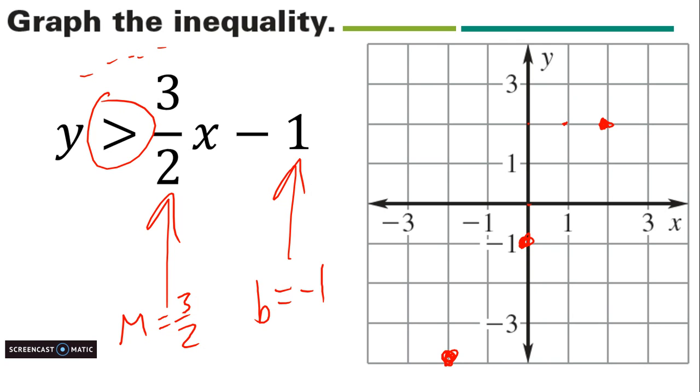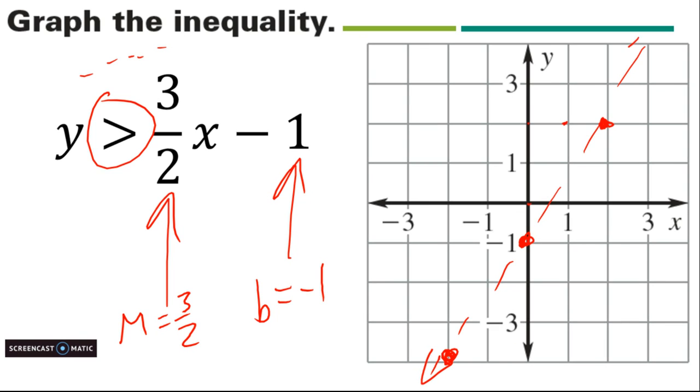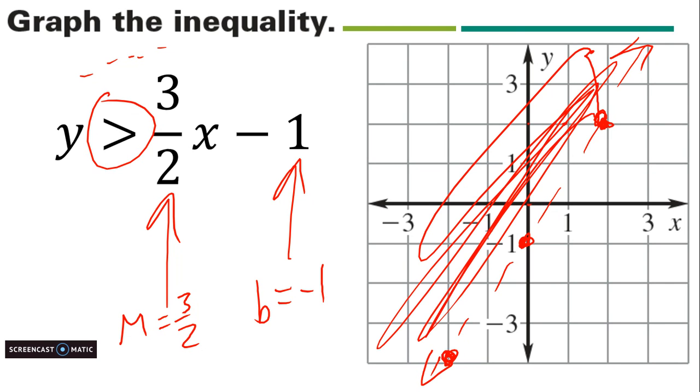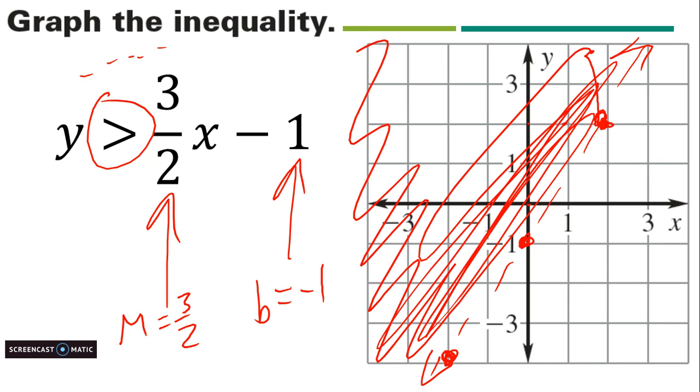Again, we're using that dashed line this time, so we're going to draw a dashed line here, and draw some arrows on the ends. And now we need to decide whether we are going to shade above or below the line. Above the line for greater than, so I'm going to come to one of these points, and I'm going to go up, and I'm going to shade above the line.